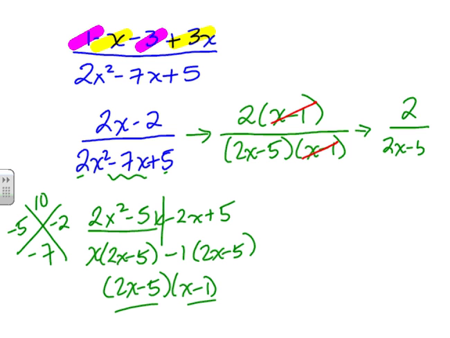We have to remember we cannot cancel these 2's because this 2x minus 5 is a binomial that represents a particular number. It is not a 2 standing by itself, so we cannot cancel those 2's, and that's our final answer, or final simplification of this problem. Hopefully that helps you to understand adding and subtracting rational expressions with like denominators.